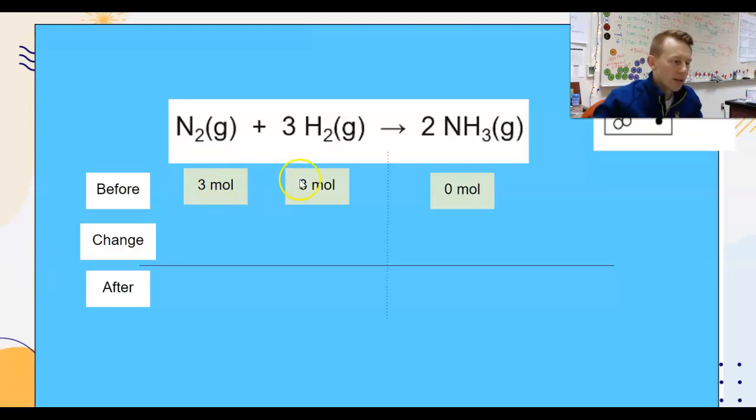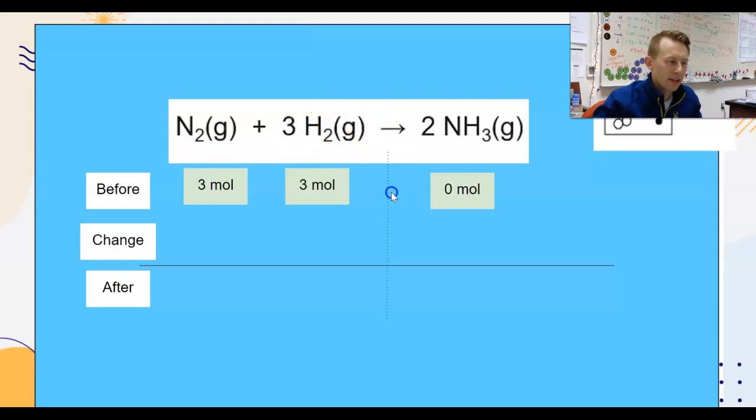So 3 moles and 3 moles. You might notice, oh, I'm going to use up 3 times the amount of hydrogen than nitrogen. The hydrogen is going to go away 3 times faster than the nitrogen. And then I'm going to make 2 NH3s, ammonia. I'm going to make 2 NH3s, so that's going to be factored in as well. So you can probably see already that we're going to run out of H2 first. That's going to be our limiting reactant.